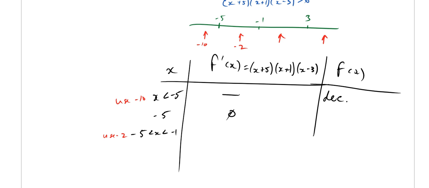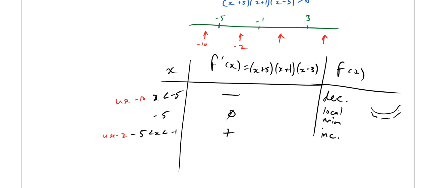All right, so -2 plus 5, that's positive. -2 plus 1 is negative, and -2 minus 3 is negative, so I get 2 negatives, which works out to be positive. So now it's increasing, and that means if it's decreasing before and then increasing after, it's going to be a local min. You could draw yourself a little sketch. It's decreasing, then it's 0, then it's increasing, so the function must be going in there.